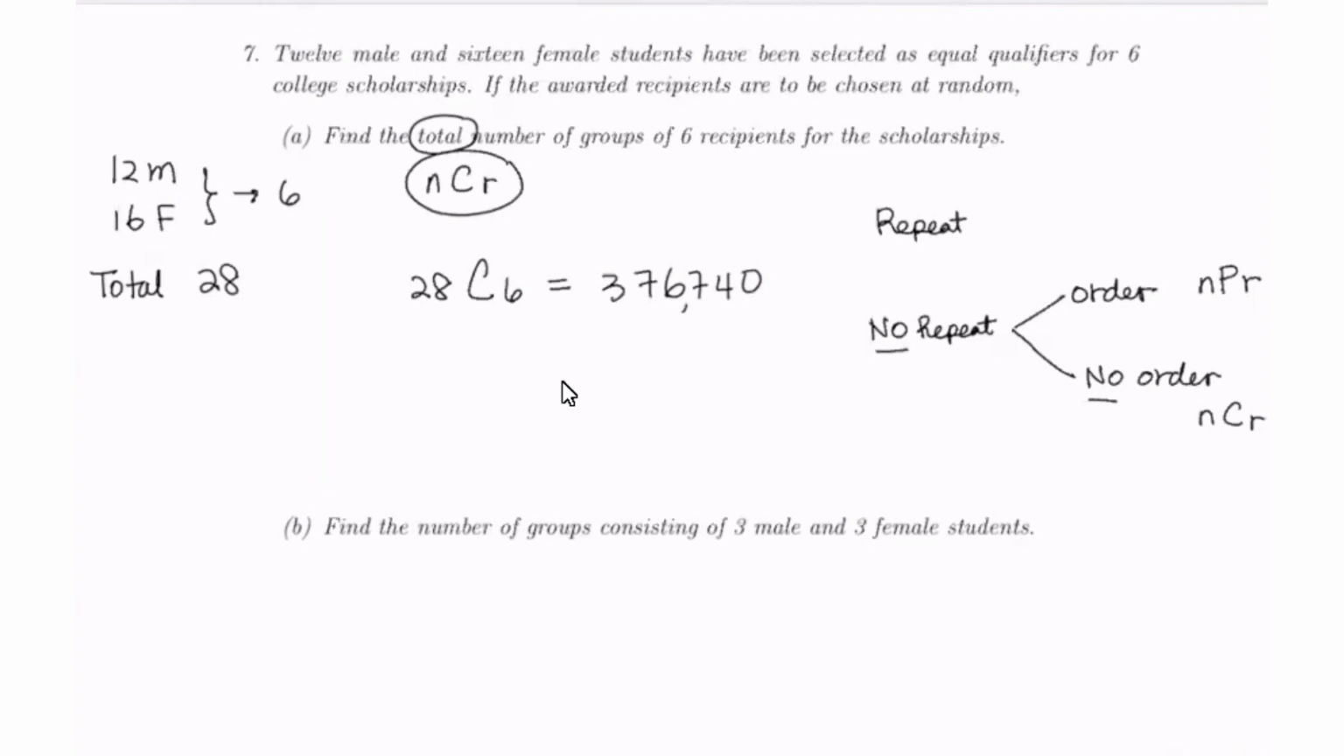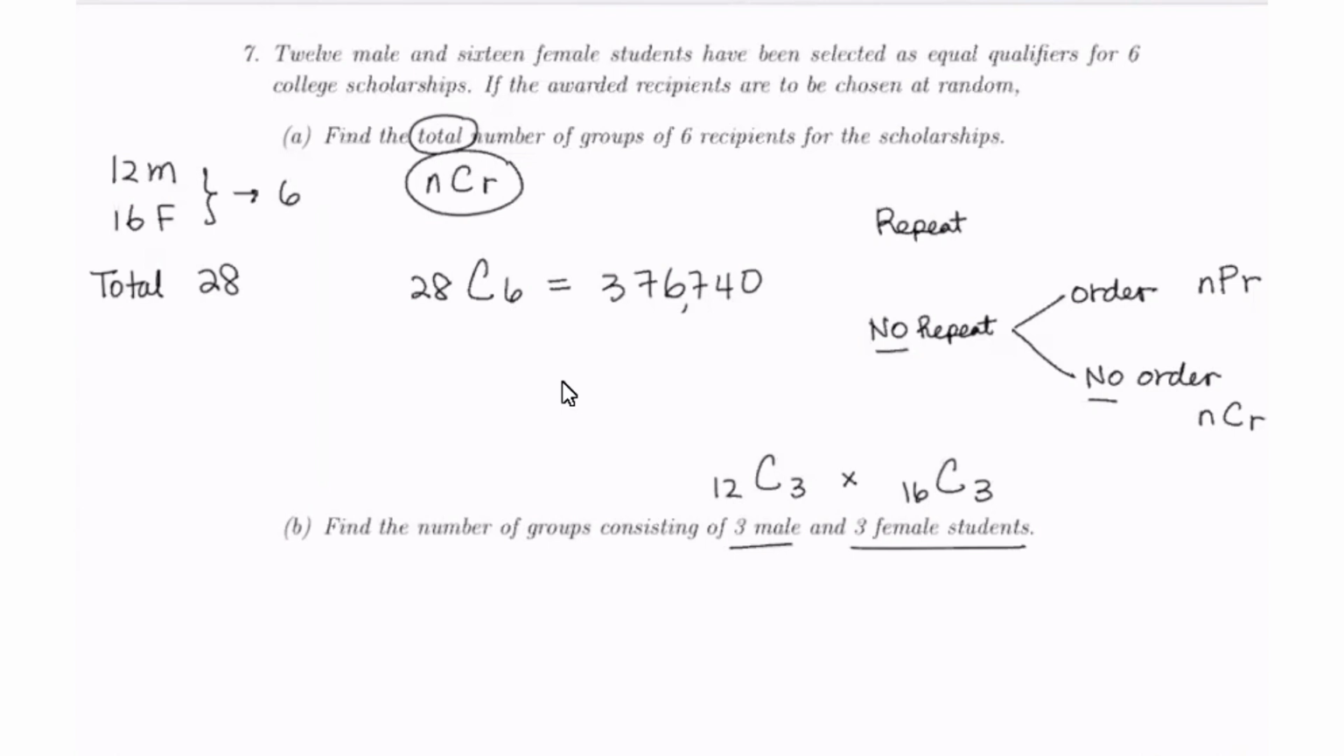Okay, so far so good. Now this time, we want 3 male and 3 female. I want to find in particular 3 male and 3 female, not all 6 male or all 6 female and things like that. So still combination, order does not matter, no repetition. There are 12 male, we pick 3. There are 16 female, we pick 3. That's what it says.